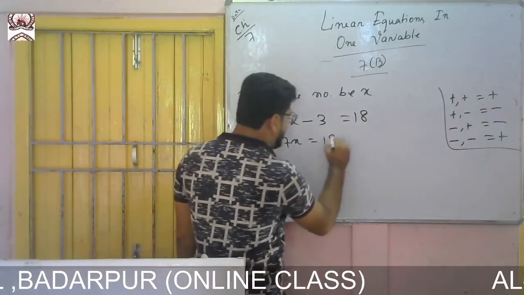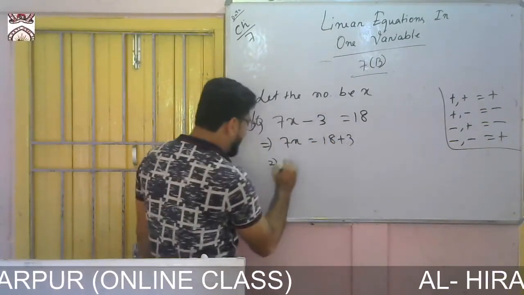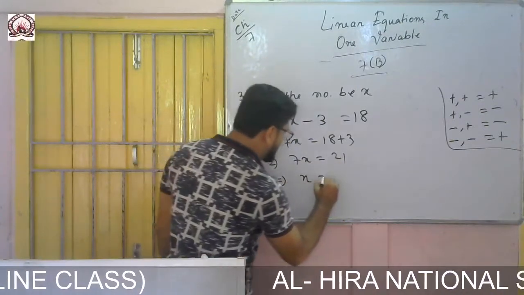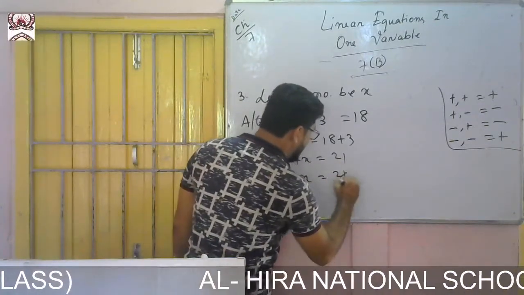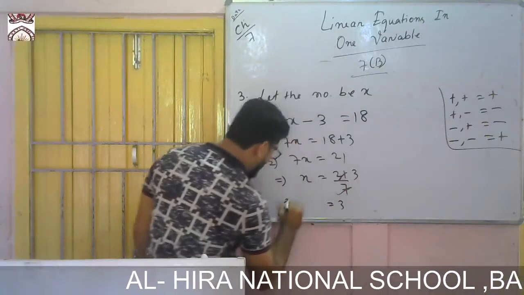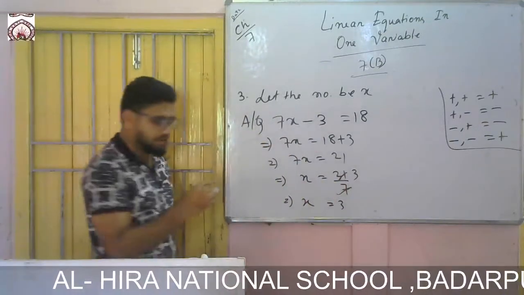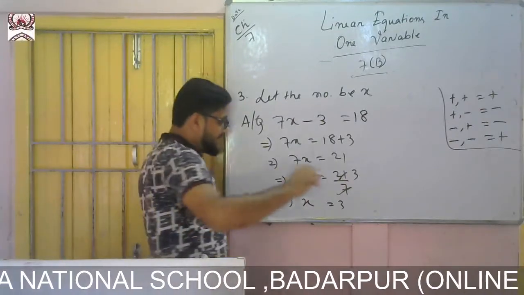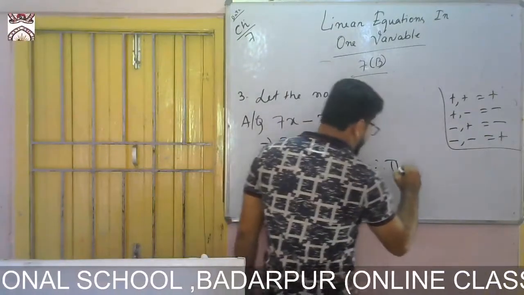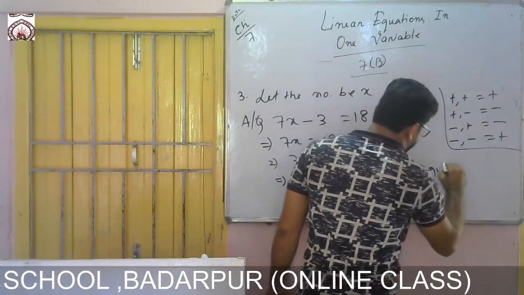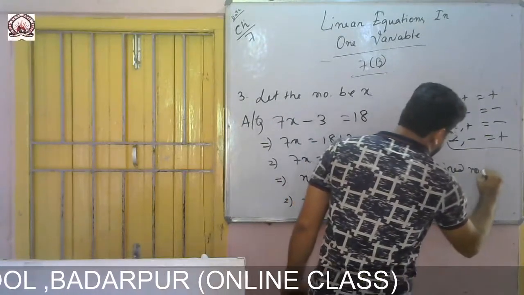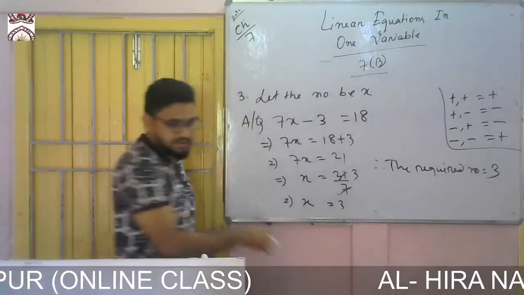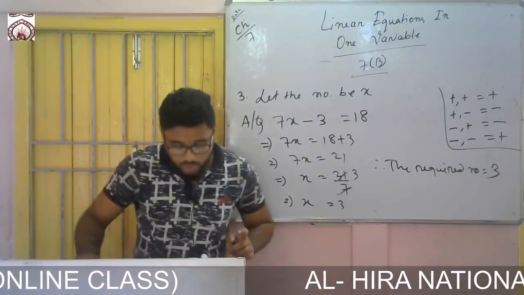So 7x equals 18 plus 3. 7x equals 21. So x equals 21 by 7, which is 3. X equals 3. So what is the number? Therefore, the required number equals 3. Now come to question number 4.